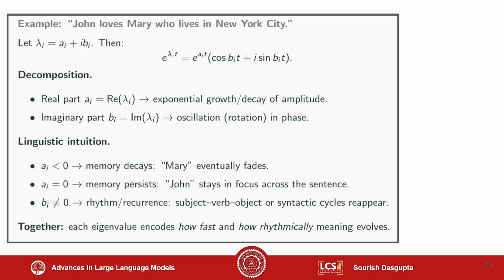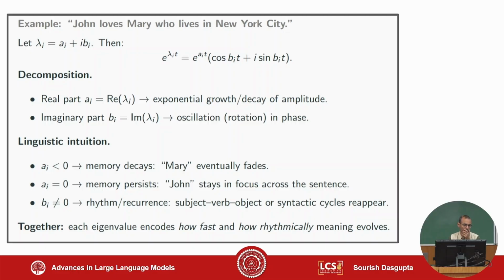As an example, let's say John loves Mary, who lives in New York City. Let us write the lambda, which is the eigenvalue, in terms of both real and imaginary parts, because sometimes it can be imaginary as well. So let's imagine that it has an imaginary component. Then you can rewrite e raised to lambda t for that particular eigenvector like this.